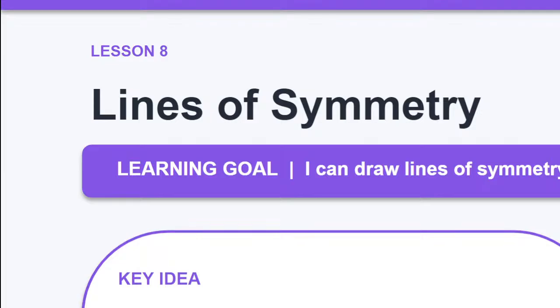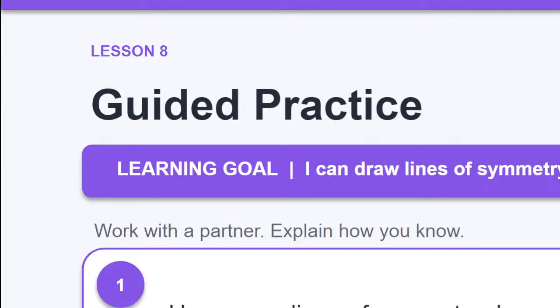Learning goal: I can draw lines of symmetry that divide regular polygons into congruent parts. Guided practice. Number one, how many lines of symmetry does a square have? Number two, draw one line of symmetry for an equilateral triangle. Number three, how many lines of symmetry does a regular pentagon have? Number four, why are the two halves congruent?